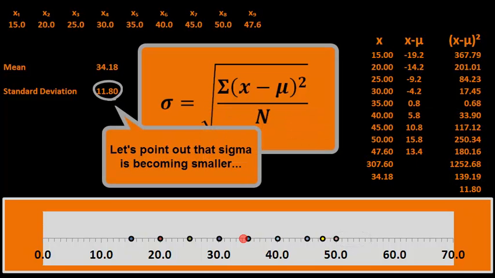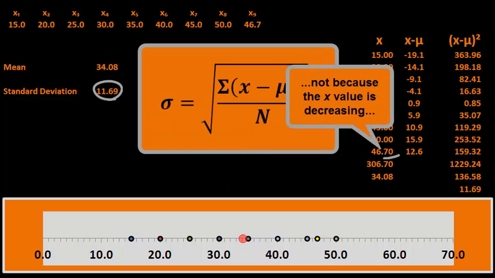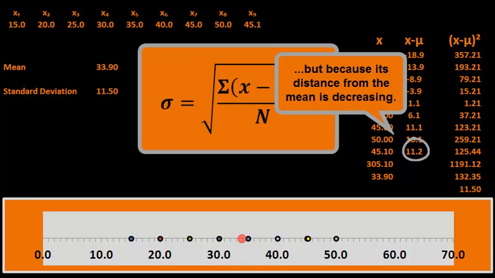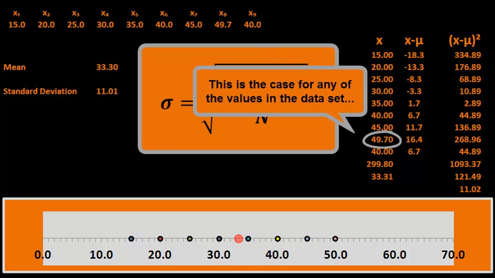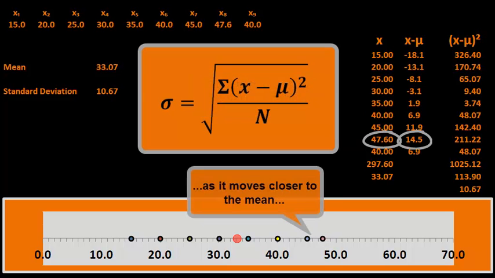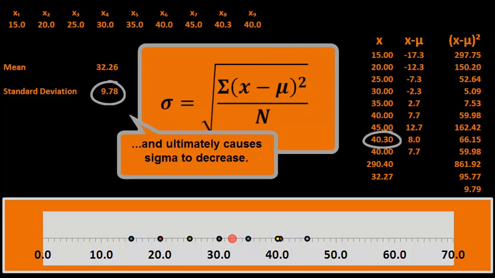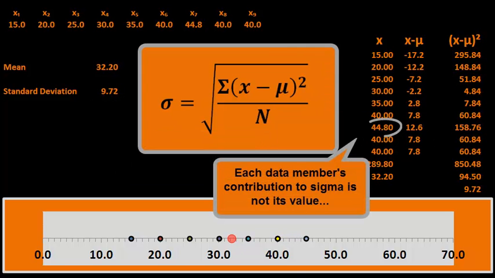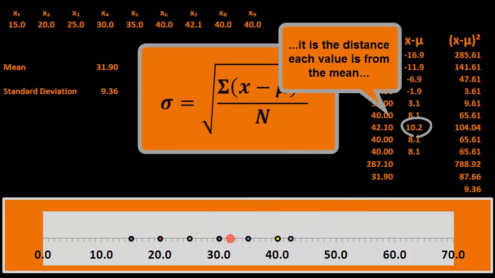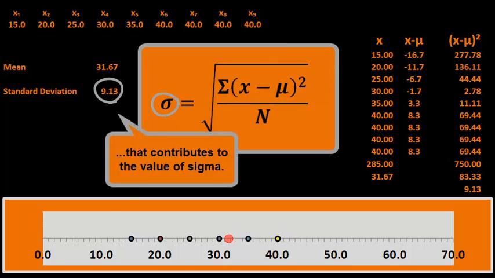Let's point out that sigma is becoming smaller, not because the x value is decreasing, but because its distance from the mean is decreasing. This is the case for any of the values in the dataset. As it moves closer to the mean, its distance from the mean decreases, and ultimately causes sigma to decrease. Each data member's contribution to sigma is not its value. It is the distance each value is from the mean that contributes to the value of sigma.